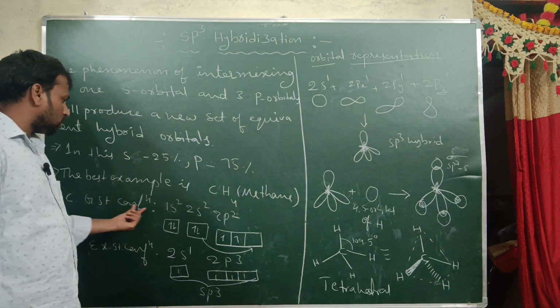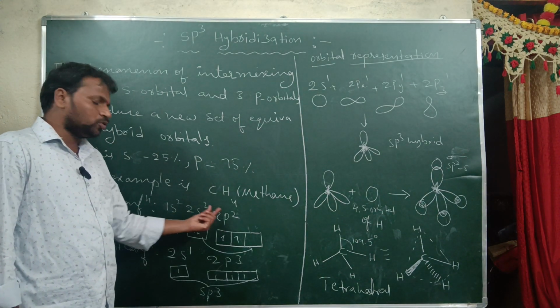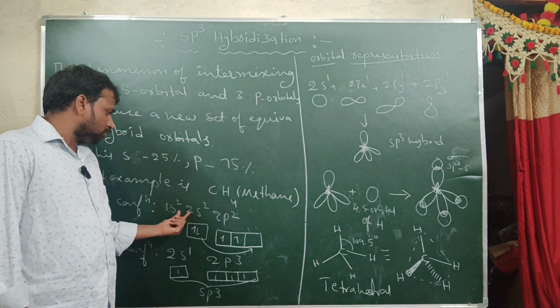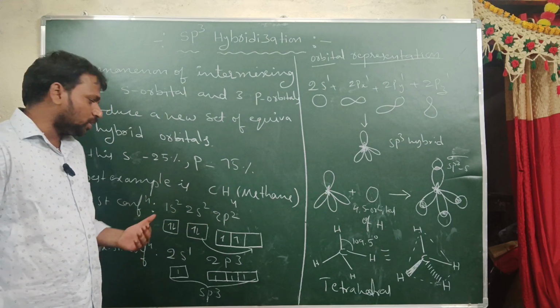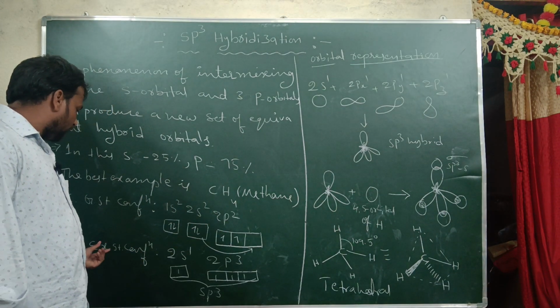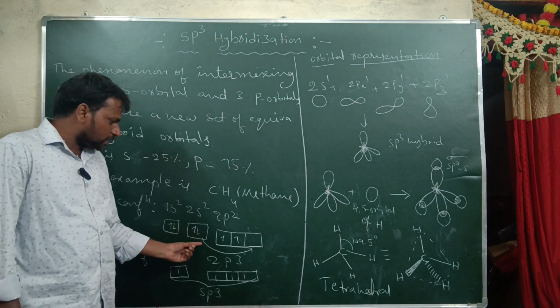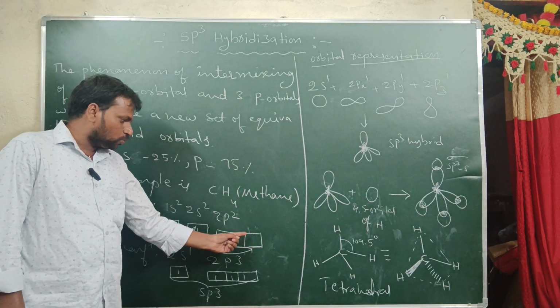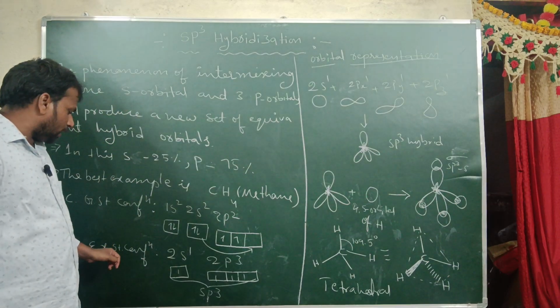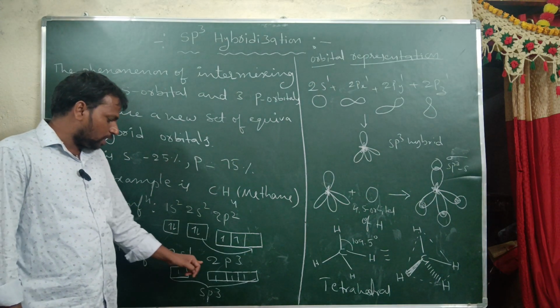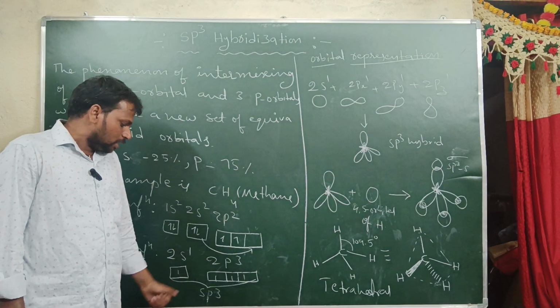The configuration of the central atom is 1s2, 2s2, 2p2. Here we should write 1s2, 2s2, 2p2 in orbital representation. Then we should write the excited state configuration. Here one electron is excited from the 2s orbital to the 2p orbital, so the excited state configuration is 2s1 and 2p3.